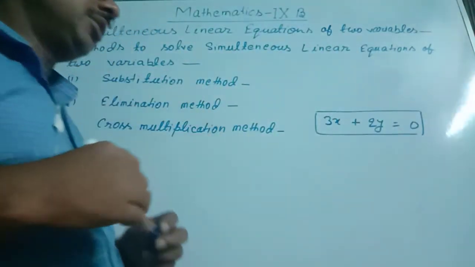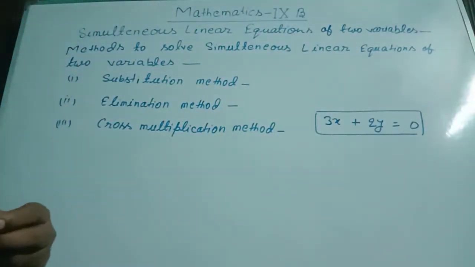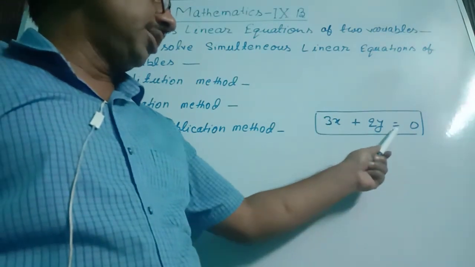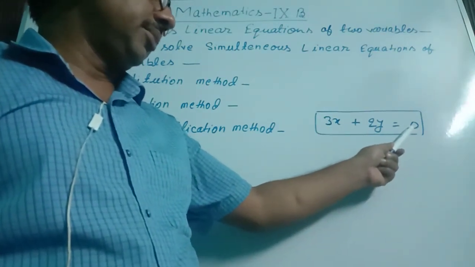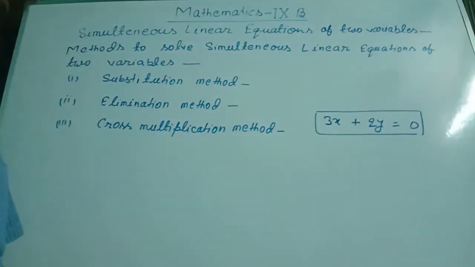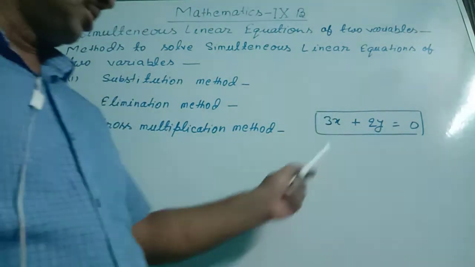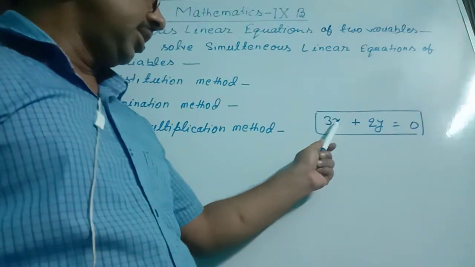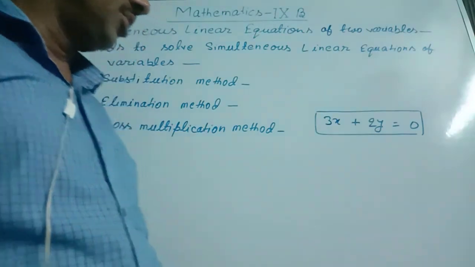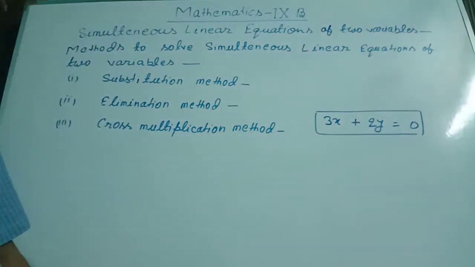Linear, because it will give you a straight line on the graph sheet. Equation, because this algebraic expression is equal to a constant term. The symbol of equal to is coming, so this is an equation. And third, two variables, because in this example there are two variables, x and y. So this type of equation is called a linear equation of two variables.